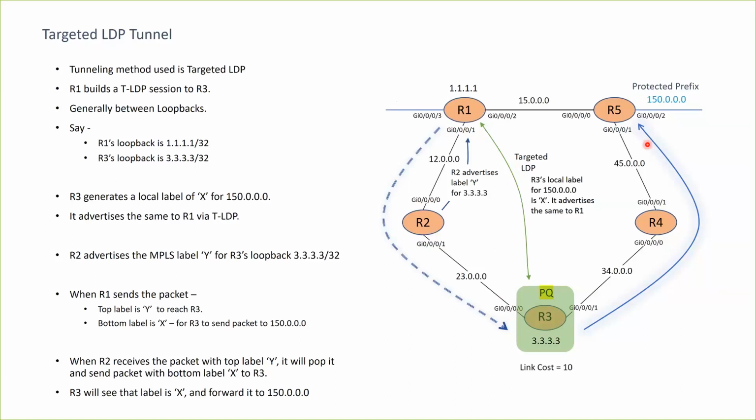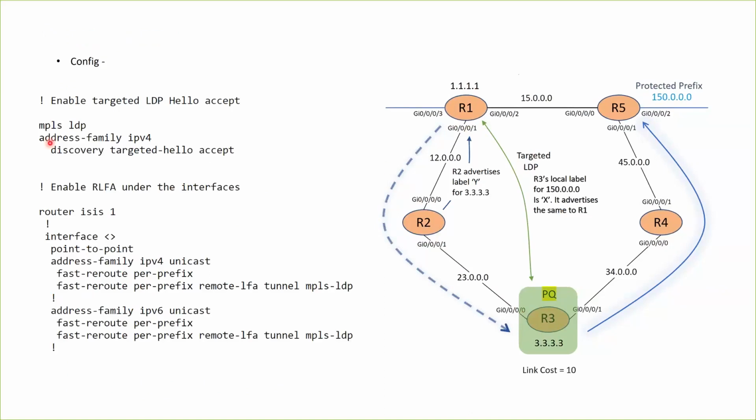Moving on. The config again: you have to enable targeted hello accept because that's a targeted LDP. Without this, targeted LDP sessions don't form. And how do you enable RLFA under the interfaces? You have to enable fast-reroute per-prefix. You have to enable this config, local LFA. Then you say fast-reroute per-prefix remote-LFA, tunnel is MPLS LDP, as in you're doing a targeted LDP session.